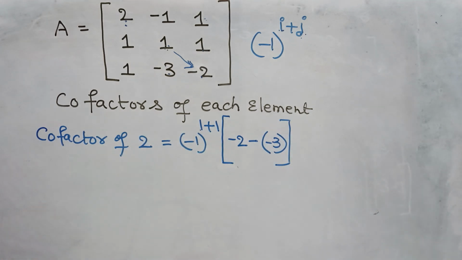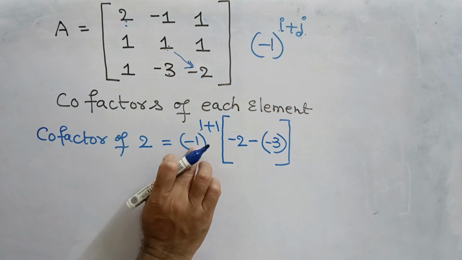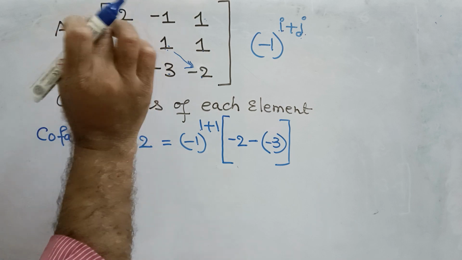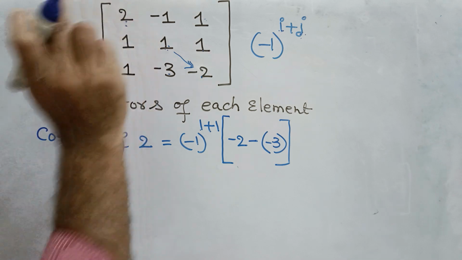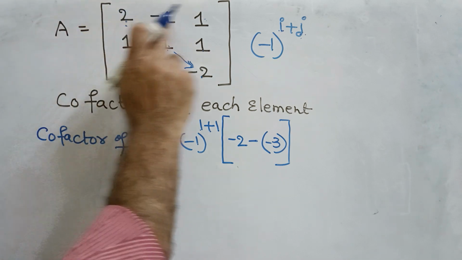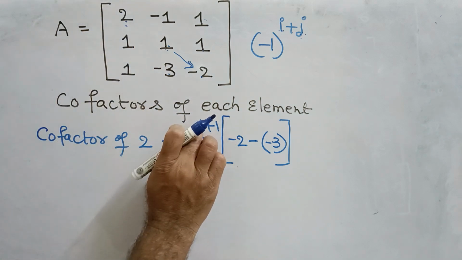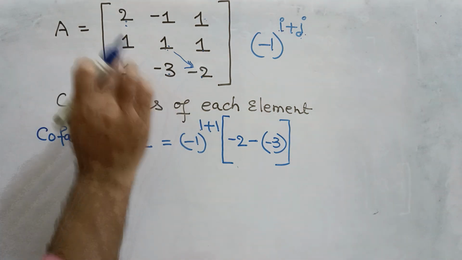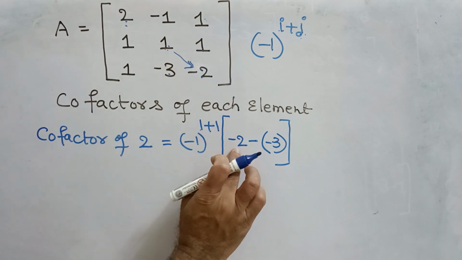Very, very simple. I am not doing any difficult thing here. I am simply substituting in the formula. My formula says minus 1 whole power, the position of that particular element in the row and then the column. What is the position? The position is number 1, first position in the first row, first position in the first column. Therefore 1 plus 1. That is the meaning of it. Therefore remove that row and column, then take the sub-elements and find out the determinant. That will be like this.